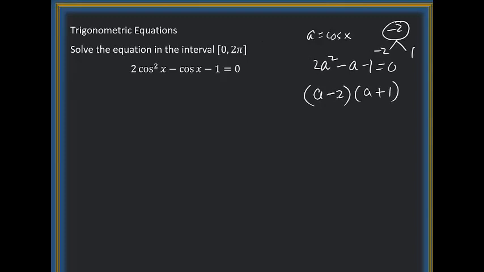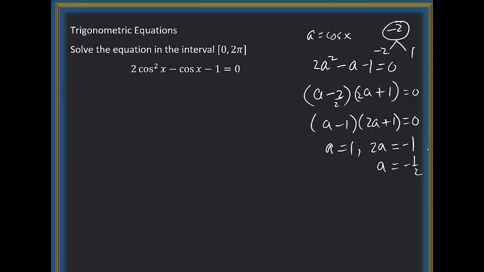And since we have a leading coefficient, we divide here by 2 and multiply here by 2. So this is one known method of factoring, which gives me a minus 1 times 2a plus 1 equals 0, which is a equals 1, 2a equals negative 1. So that means a is negative half. So you need to be good in factoring.